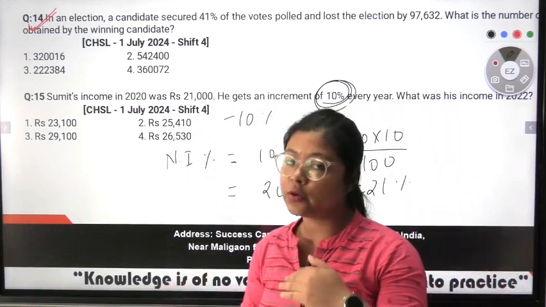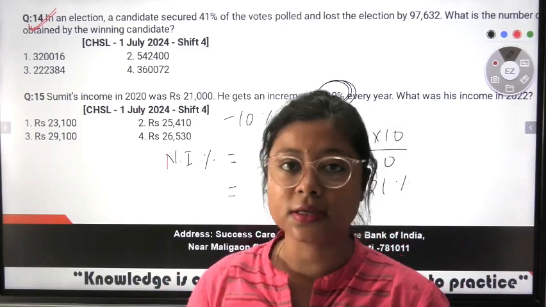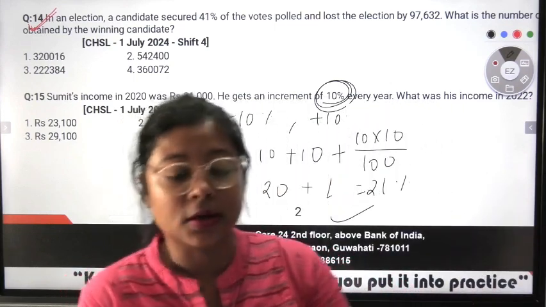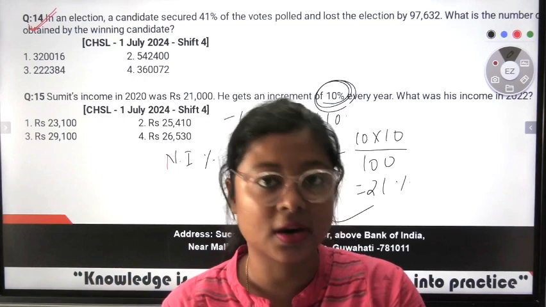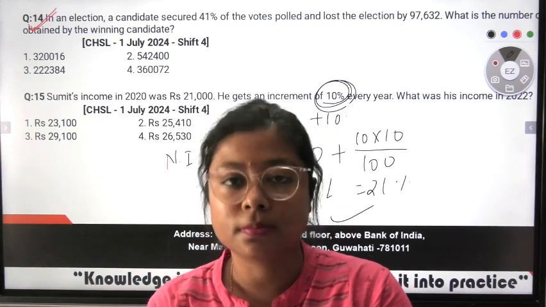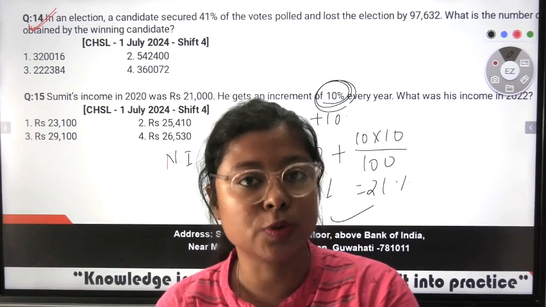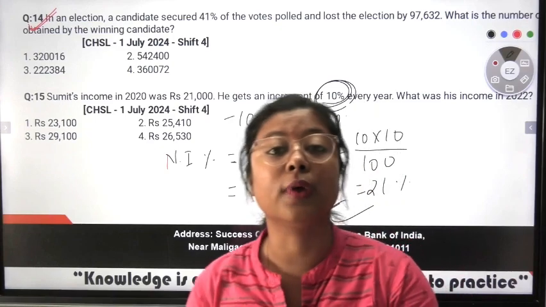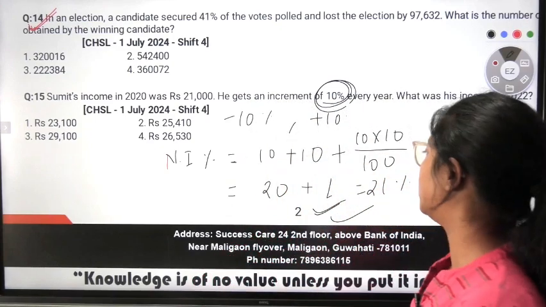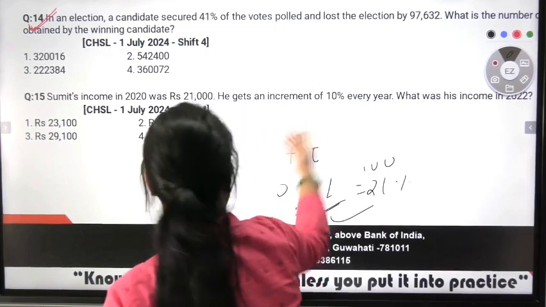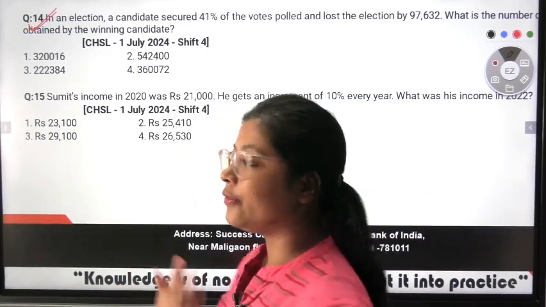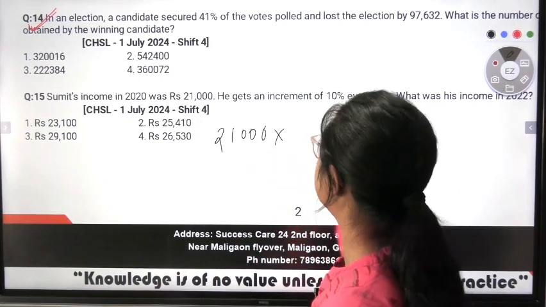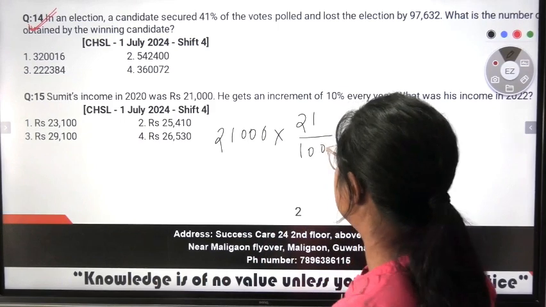Whenever you are given successive increments, the net increase would be 21%. You may think that since there is 10% in the first year and 10% in the next year, the overall increment must be 20%. No, from the formula we have got an overall increment of 21%. So I can directly apply that. The overall increment after 2 years is 21%, so on 21,000 there is an increment of 21% after 2 years.